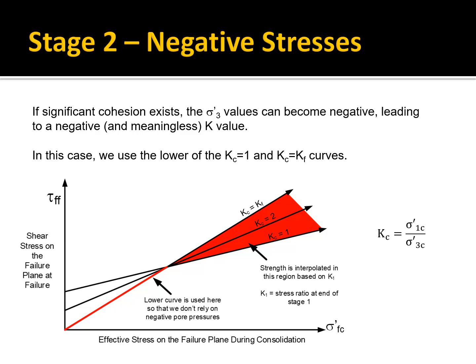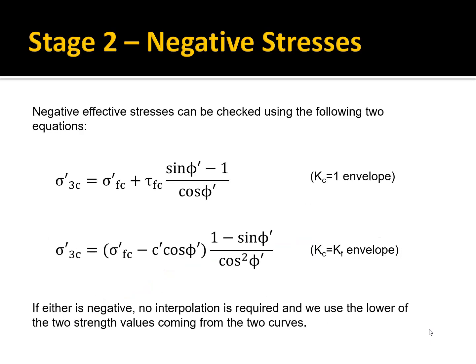And then another thing we do, if significant cohesion exists, then the sigma 3 prime values can become negative. In other words, your Mohr's circle can be like this. Sigma 1 will be positive, sigma 3 would be negative. And we don't ever want to count on negative normal stresses. And so basically, to be conservative, once we get down to here where these lines cross, we're just going to use the lower of the two so that we don't rely on negative pore pressures. And so we just use these two equations to check for that.